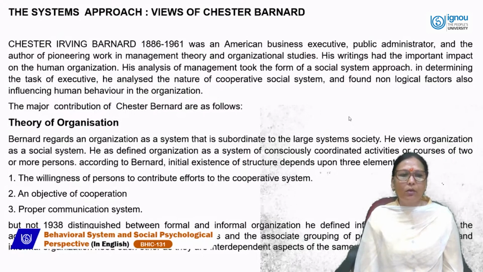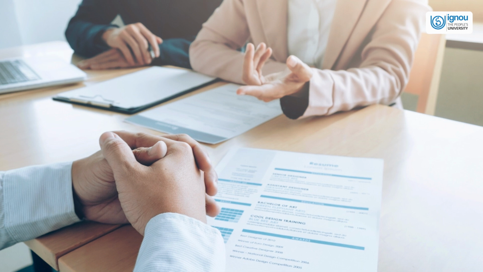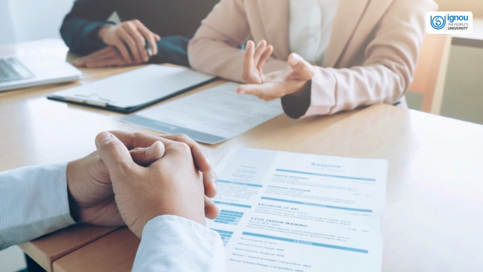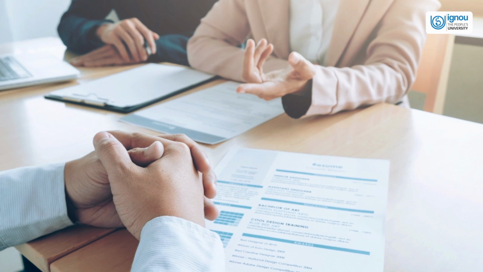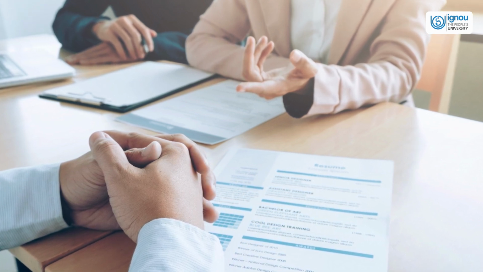The major contributions of Chester Barnard were as follows. First was the theory of organization. Chester Barnard regards organization as a system that is subordinate to the larger system, society. He views organization as a social system.